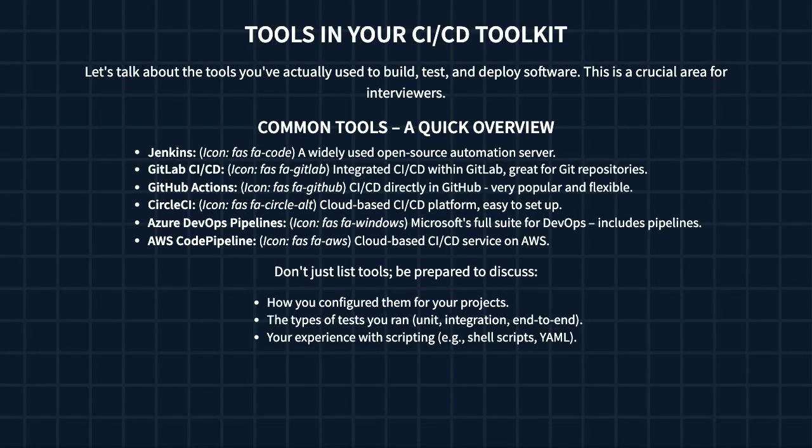Okay, so let's get practical here. What tools have you actually used to build and deploy software? There are a ton out there, but some of the big ones include Jenkins, which is a really mature open source automation server. Then we've got GitLab CI/CD and GitHub Actions. These are fantastic because they're built right into Git repositories. CircleCI is another popular cloud-based option that's really easy to get started with. And if you're working within the Microsoft ecosystem, Azure DevOps Pipelines is a solid choice. Finally, AWS CodePipeline is great for those deploying on Amazon Web Services.